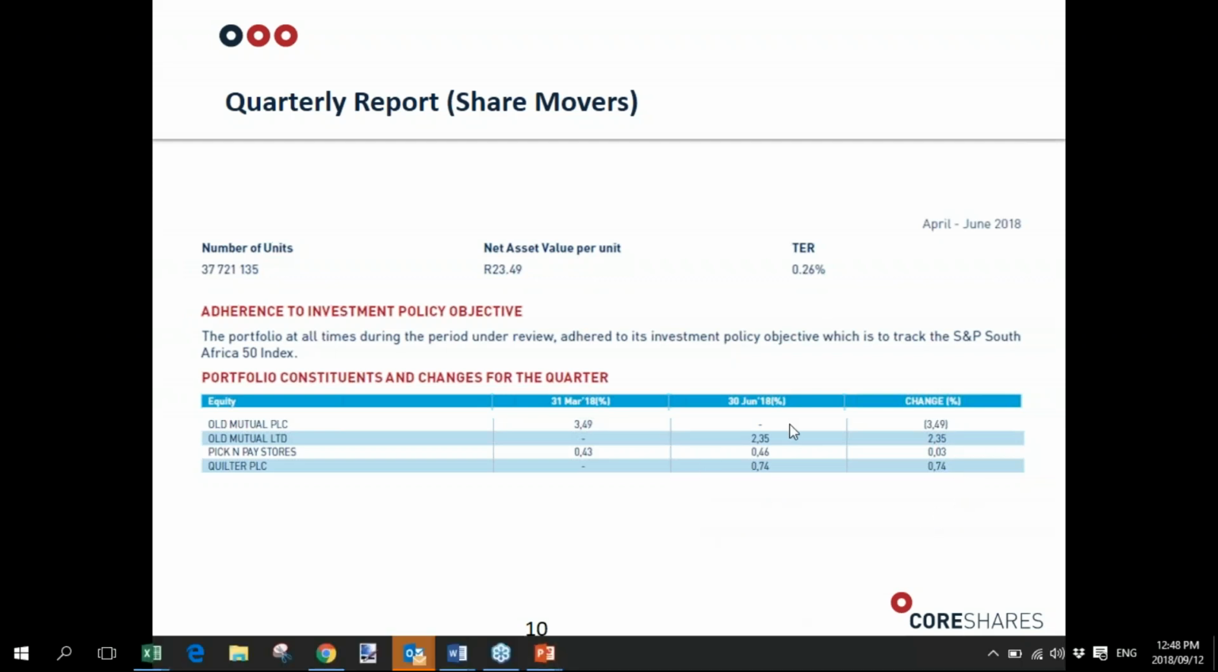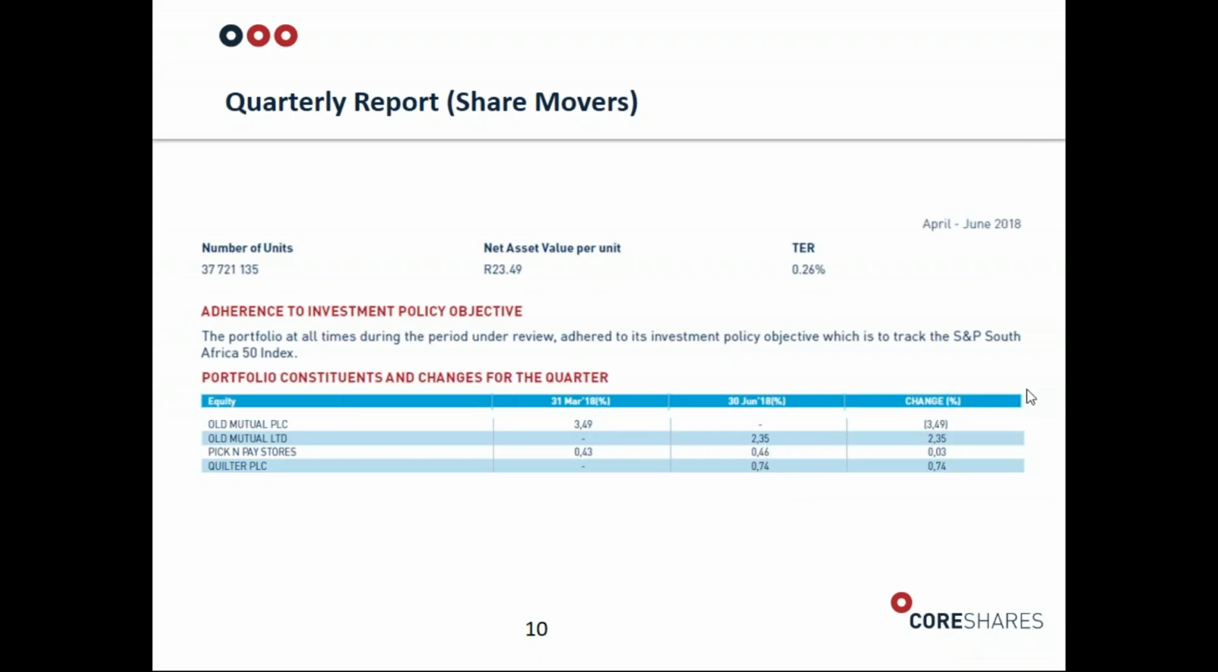So you'll see at the end of June, we held no Old Mutual PLC, but what had happened is that we had an unbundling in our portfolio, and for every one Old Mutual PLC we received Old Mutual Limited and Quilter PLC. So combined, they pretty much get you back to your Old Mutual PLC weighting. So although there's a massive change in Old Mutual weighting, what you will see is that, in fact, that has been now included still in the portfolio as relates to Quilter and Old Mutual Limited.